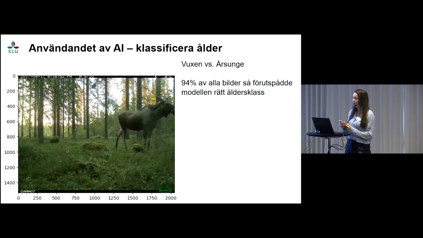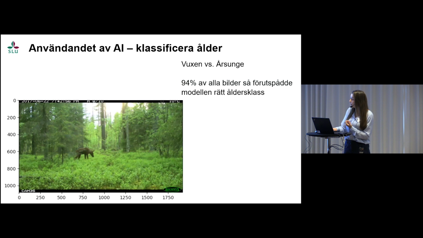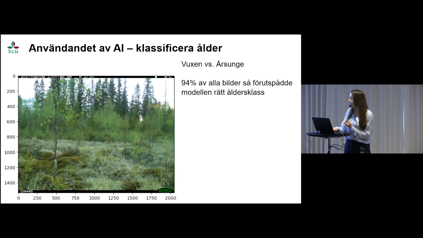Concerning the age model, that performed quite well, I would say. It predicted the correct age class for 94% of the images, between juveniles and adults. Here is an example of an adult, which was correctly classified, and the model was also pretty sure about it. An example of a juvenile. And here we also have an example where it was much harder to see, but it still saw it and also correctly classified the age class.